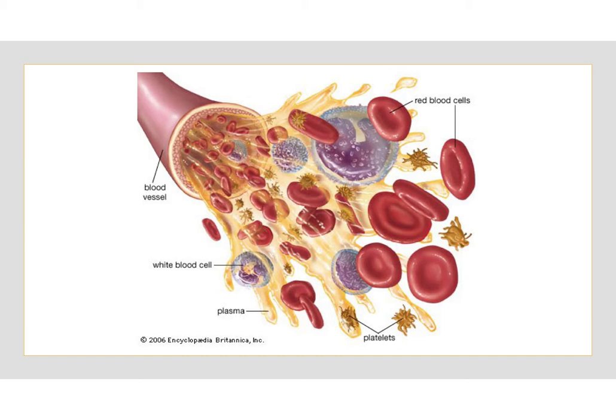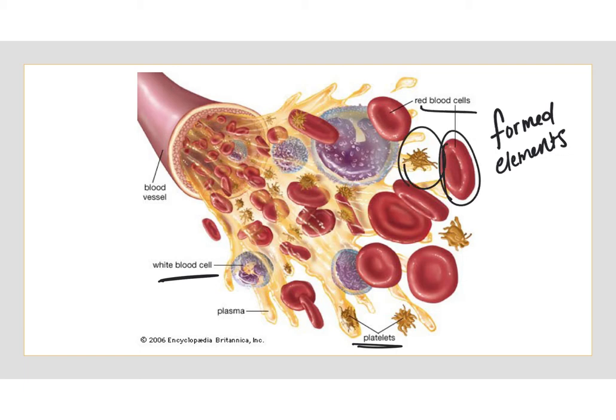All right, if we look here at this picture, you're going to see we have the red blood cells, we have a white blood cell, platelets. These are the formed elements. Okay, that means they're cells, right? They're not going to dissolve inside of the plasma. We're going to talk more about each of these cells as we go.